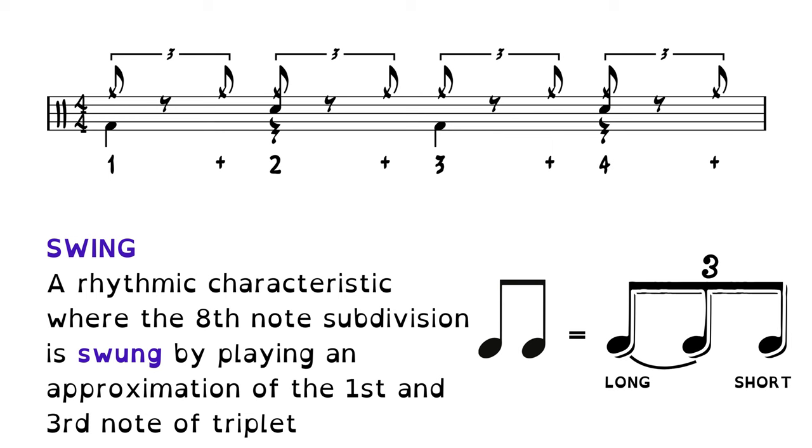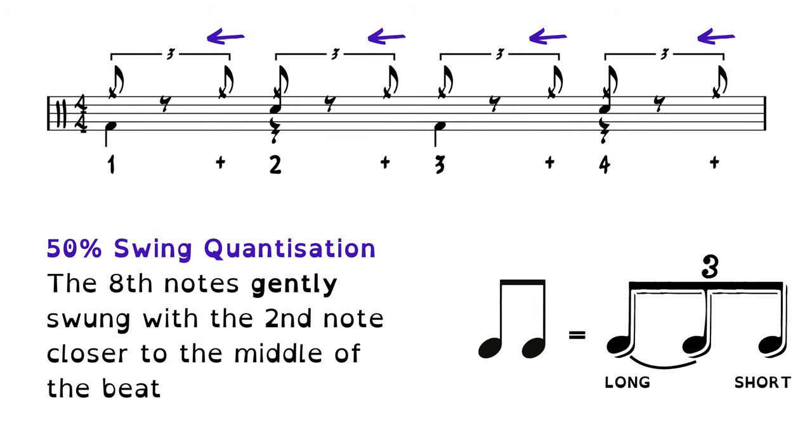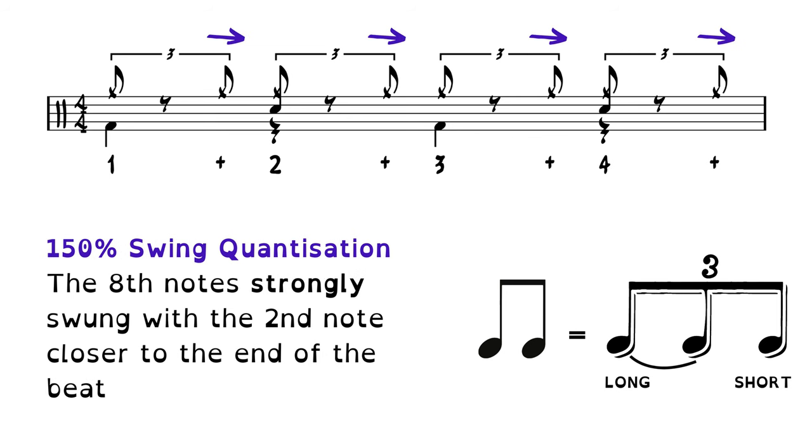What you're hearing now is pure swing, so if we were to go into the recording software, quantize our 8th-note groove to swing at 100%, what actually happens is it divides the 8th into a triplet and plays the 1st and 3rd notes of that triplet. So at the moment, it sounds very similar to the shuffle. Now, if we were to make the swing 50% quantized, it would bring the offbeat hi-hat closer to the center of the beat. And if we quantize to 150%, the offbeat hi-hat becomes closer to the end of that beat.